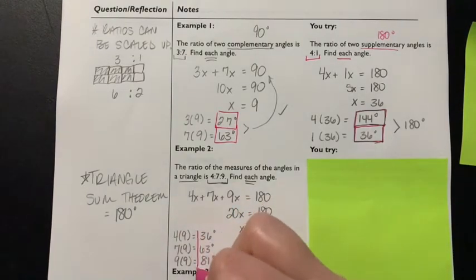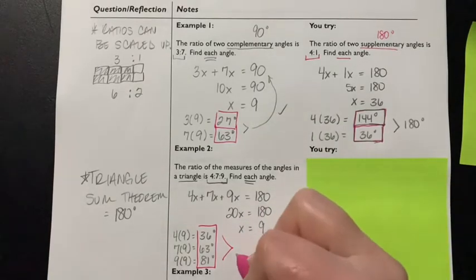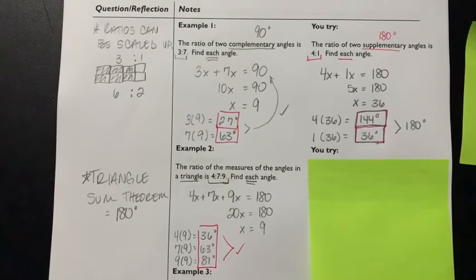And again, to check ourselves, we would just want to total those up and make sure that the sum equaled 180, and it does, so it checks out. Go ahead and get that down. You can pause your video and do the you try problem.